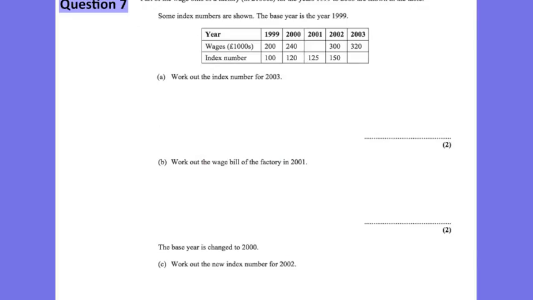Question number 7. Part of the wage bills of a factory in thousands of pounds for the years 1999 to 2003 are shown in the table below. Some index numbers are shown, base year 1999. See here, 100, 1999. We're asked to work out the index number for 2003. What's the wages in 2003? 320, divided by the wages in the base year, 200, times by 100. So our index number here is 160.